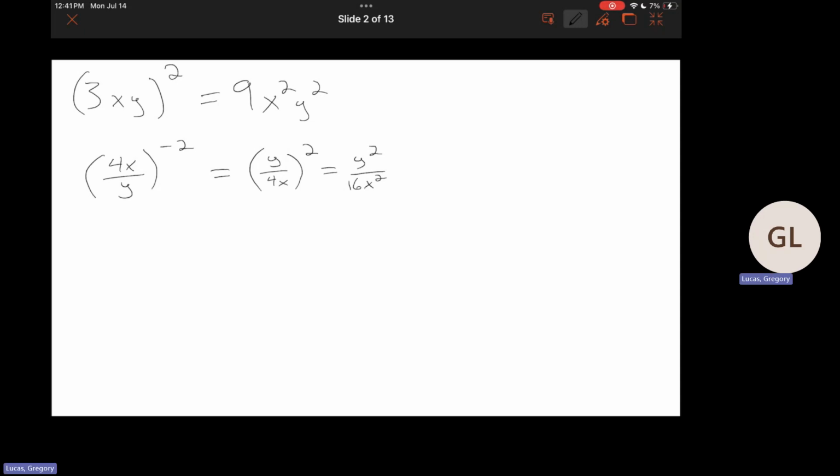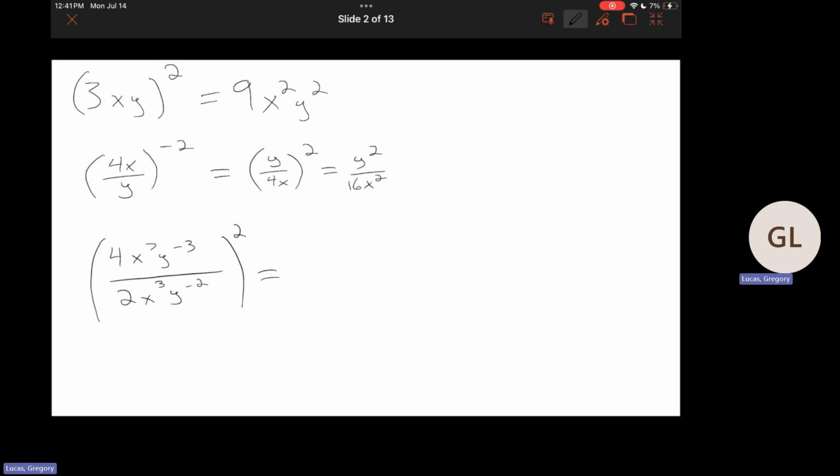Let's look at one more. Let's say we have 4x to the 7th, y to the negative 3rd, divided by 2x to the 3rd, y to the negative 2, squared. Okay. So with these bigger problems like this, I can do this in a bunch of different orders. It's really just preference of how you want to do it.